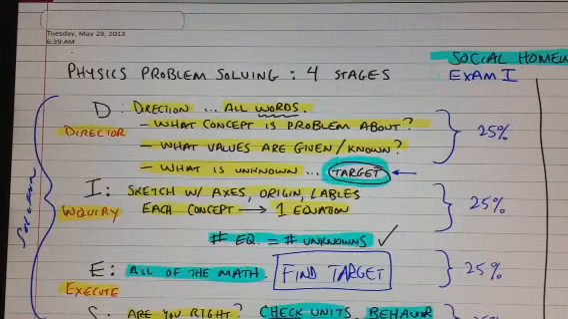On the exam, on exam 1 and exam 2 as well, 25% of your grade is going to come from how well the director section is done. And I'll give you examples about how director is done in class. Every problem that I do is going to be done with this format. 25% is going to come from how the inquiry section works, 25% from executive, and 25% from the review.